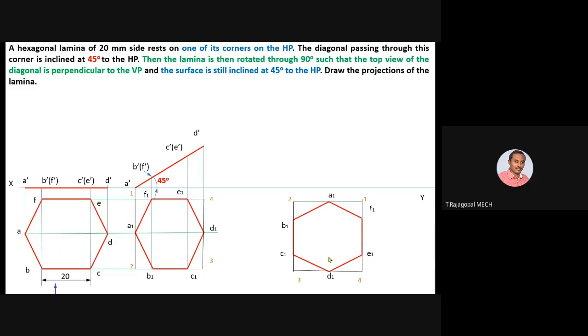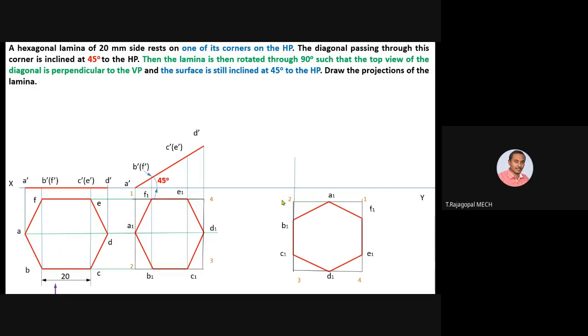So this position is completed. Now you have to extend the projectors from this top view and from this front view. Step number 3 and step number 5 have been extended with projectors. At the respective meeting points, you can fix A1 dash, B1 dash. Similarly, all the corners of the hexagon.